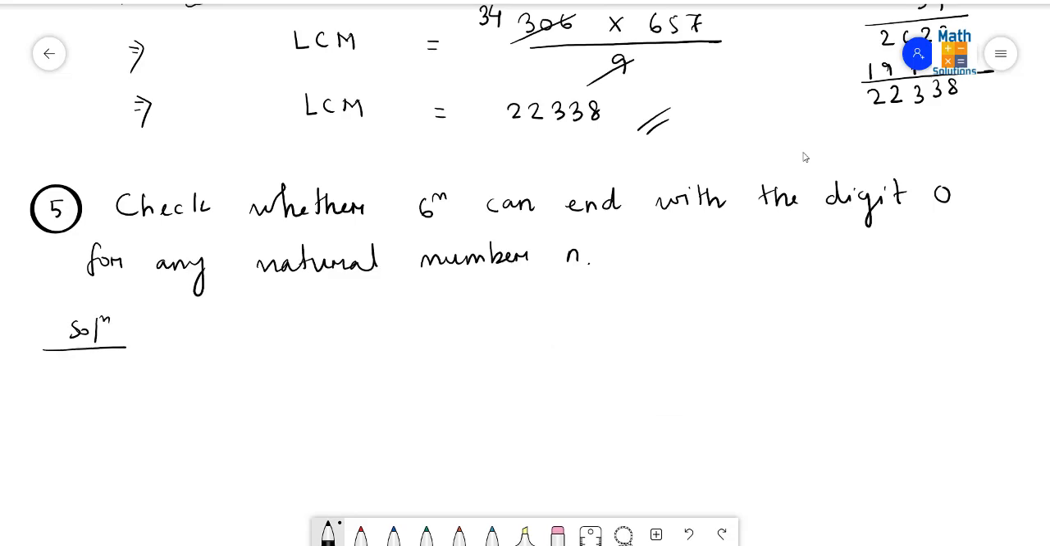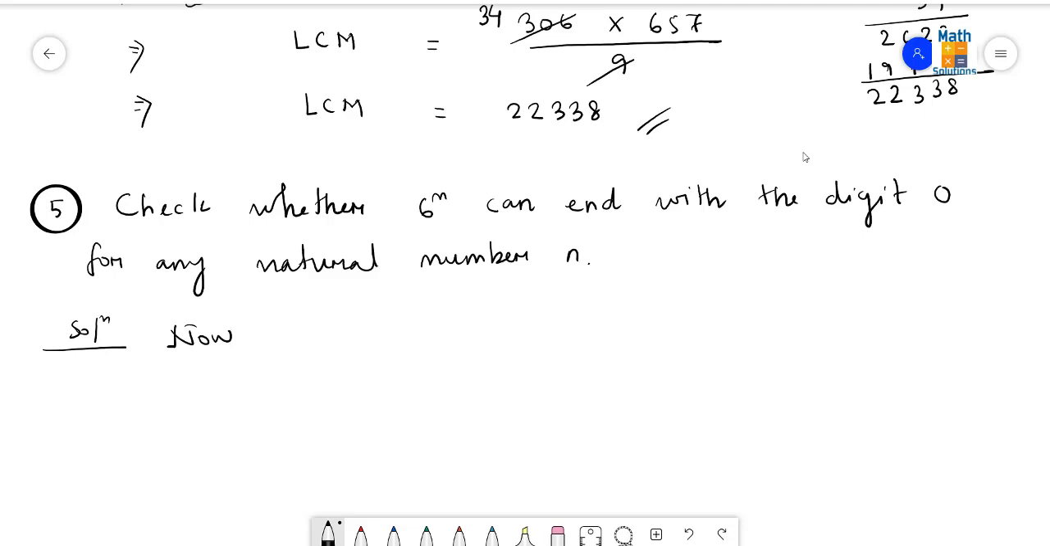So here goes question number 5. In question number 5 what is given? Check whether 6 to the power n can end with a digit 0 for any natural number n. So here in this case we must notice one thing, that the value of n should always be a natural number.